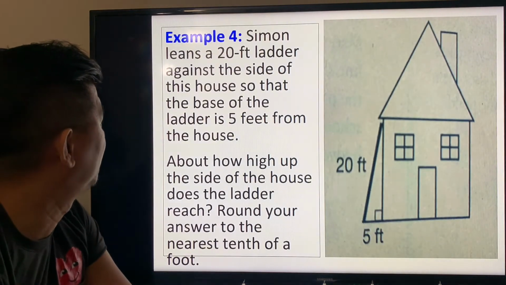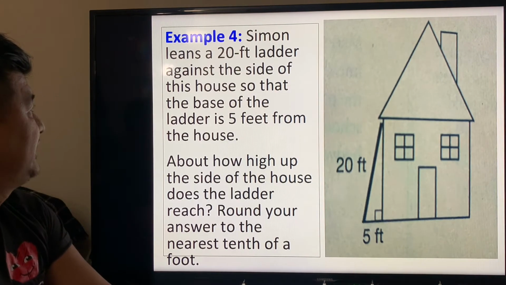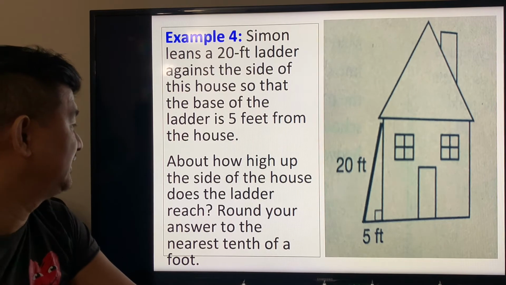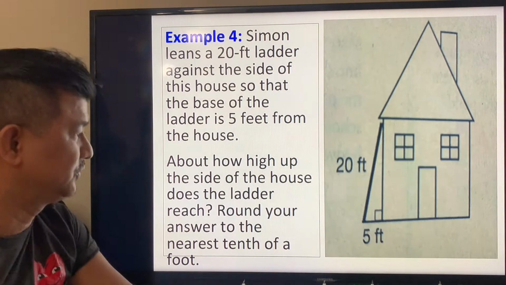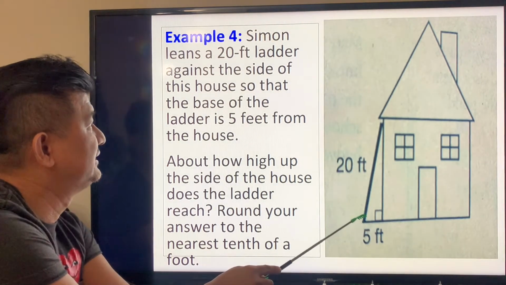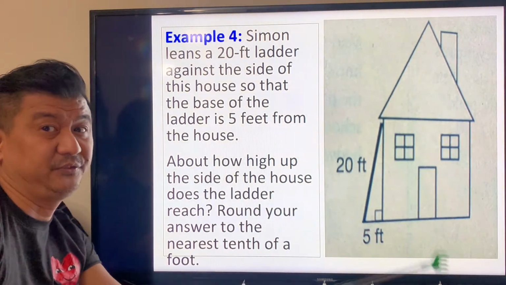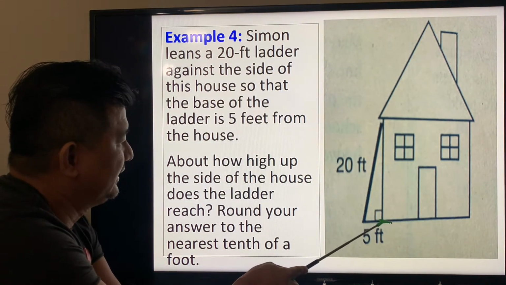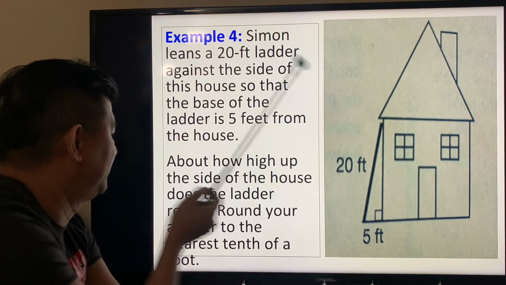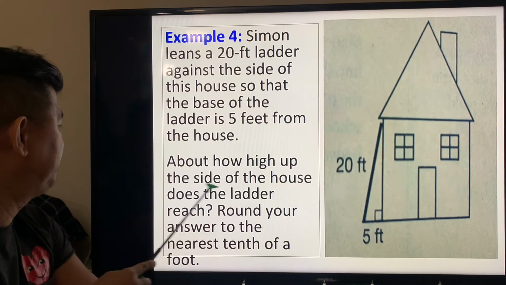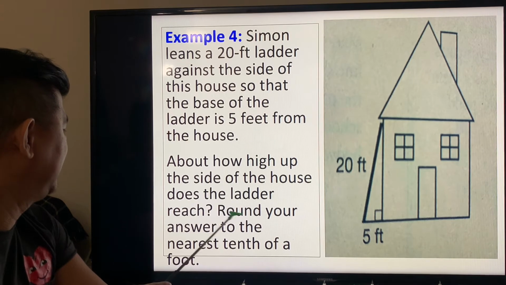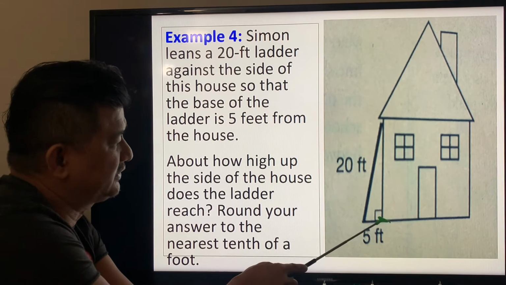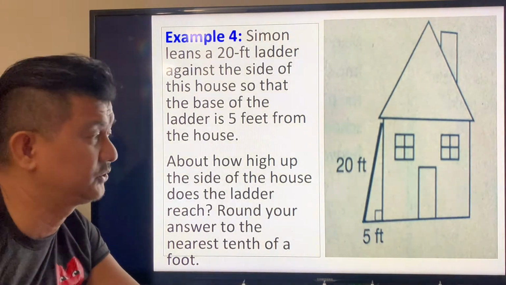Next, problem number 4. Simon leans a 20 feet ladder against the side of this house so that the base of the ladder is 5 feet from the house. 5 feet from the house, this is the ladder. Just like the previous example, let's say there's a fire. We want to know how far away is this point from that point. About how high up the side of the house does the ladder reach? Round your answer to the nearest tenth of a foot. This to that is what we want to know.